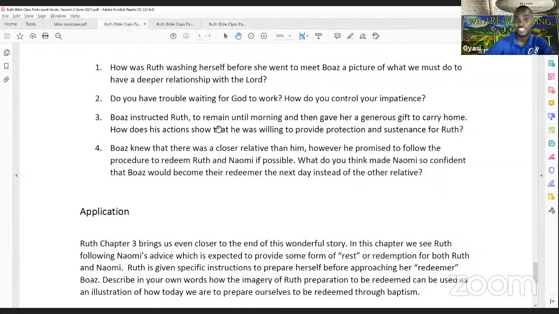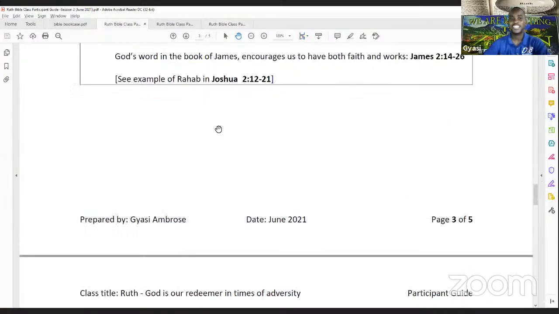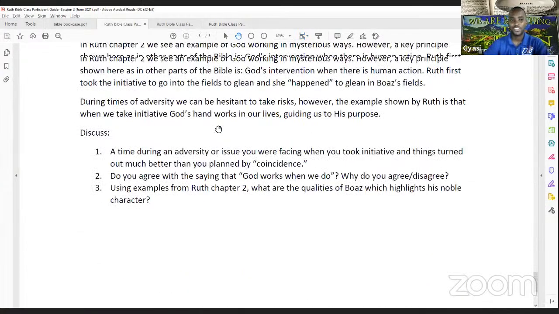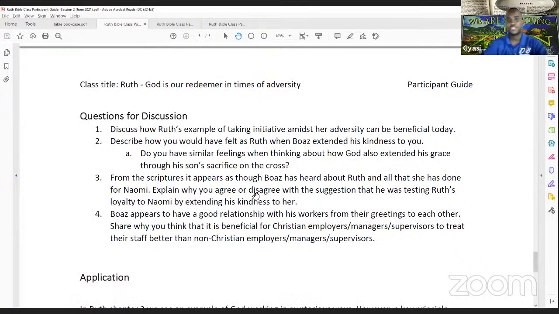So if it was in session 2, discussion question number 3, I'll go through it. From the scriptures, it appears as though Boaz has heard about Ruth and all that she has done for Naomi. Explain why you agree or disagree with the suggestion that he was testing Ruth's loyalty to Naomi by extending his kindness to her. So for me, if I were to answer this, he could have been testing Ruth by being kind to her in offering her to eat lunch with his workers.